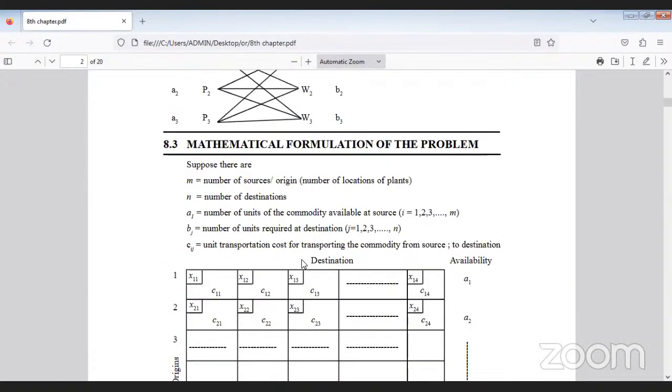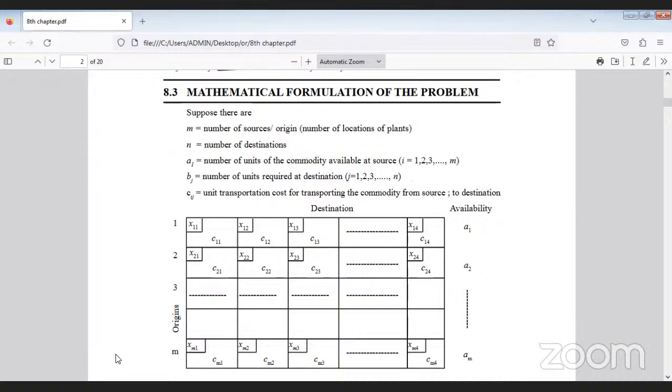Very most important: the mathematical formulation of the problem. Suppose M is equal to the number of sources, origins, number of locations of the plants. N is equal to the number of destinations. A_i is the number of units of the commodity available at sources. In the mathematical model, we write the number of sources as m and the number of destinations as n. So A_i is the number of units of the commodity available at source, B_j is the number of units required at destination. So C_ij is the unit transportation cost of the commodity.